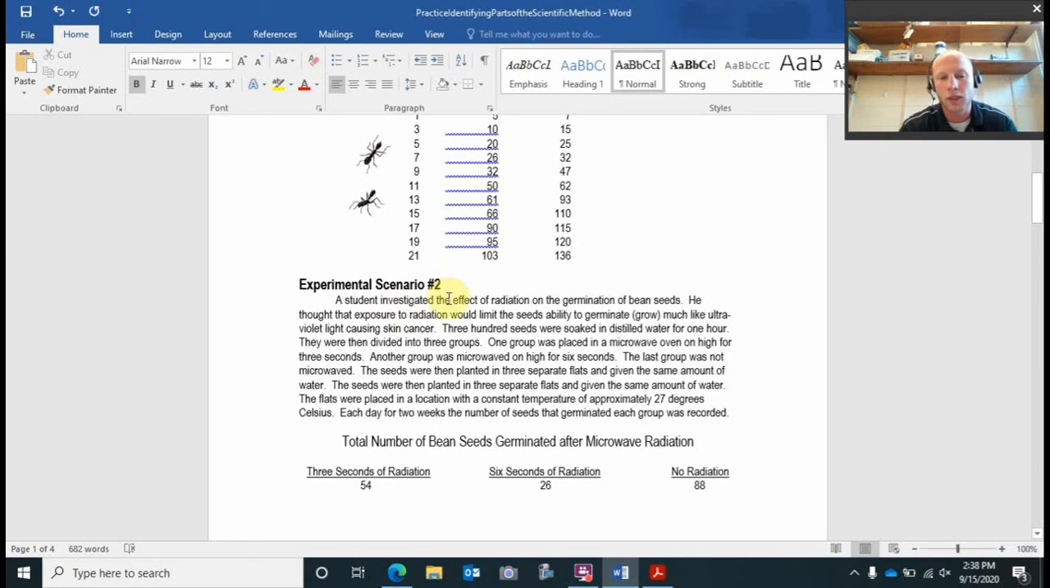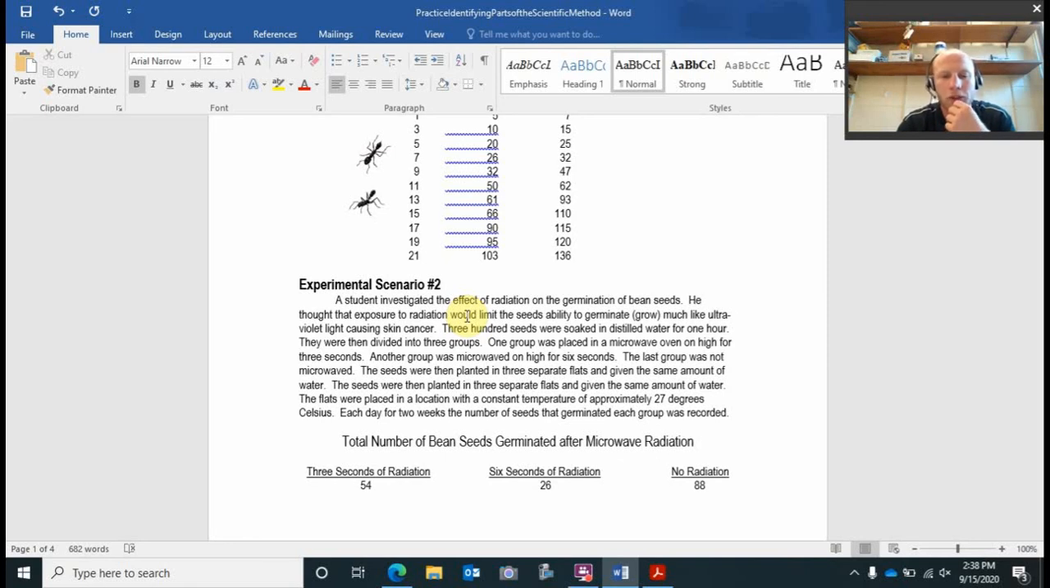Okay, so when a student investigated the effect of radiation on germination of bean seeds, he thought that the exposure would limit the seeds' ability to germinate, which means to grow right from the start. Germination is not when it actually keeps growing into a stalk or anything, but just right from the seed. Much like ultraviolet light causes skin cancer. 300 seeds were soaked in distilled water for 1 hour.